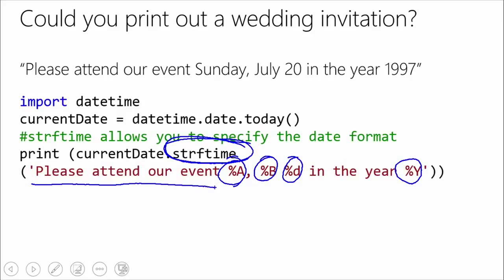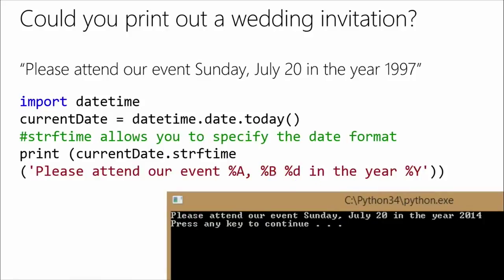But a date has multiple parts. It's got the day, the month, the year, the day of the week, and so it's very common for us to need to break it down into individual components and to put string text around it. So if you want to say something like, please attend our event, or put in commas, or whatever else you might want to throw in there, you absolutely have that capability.